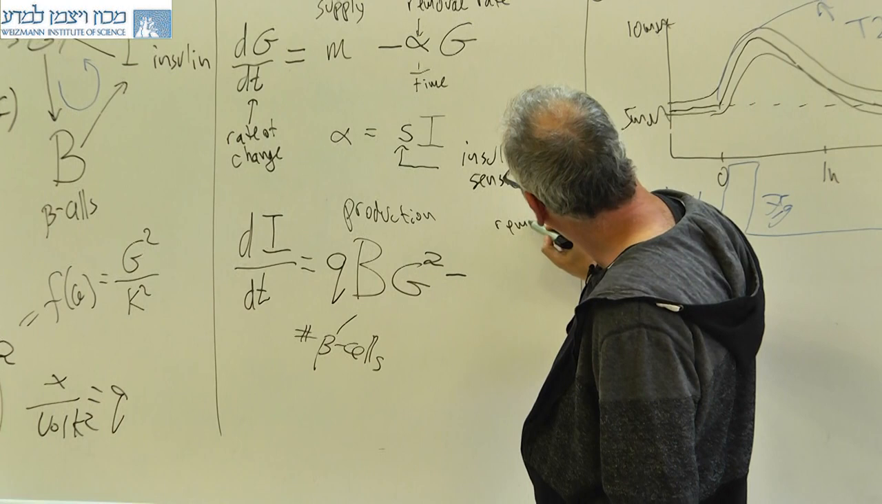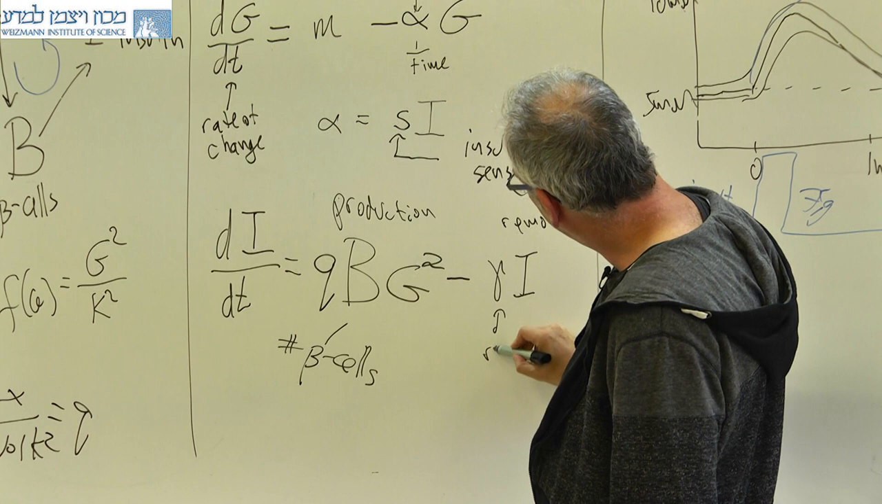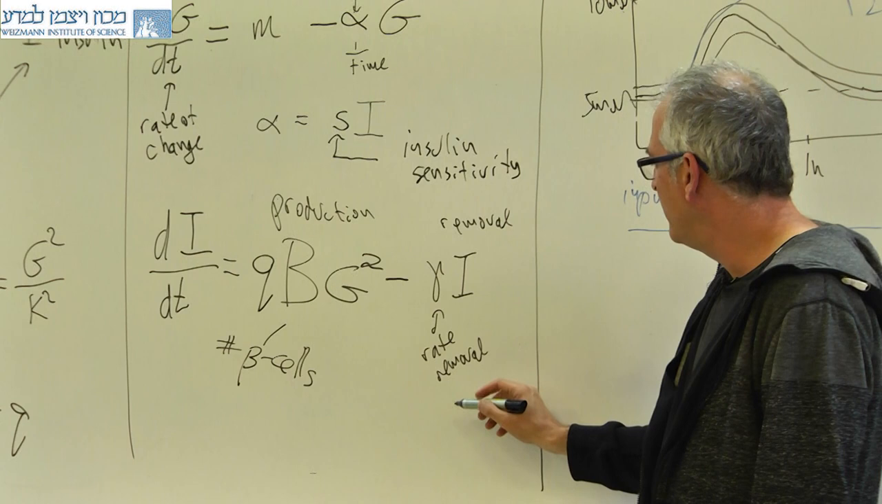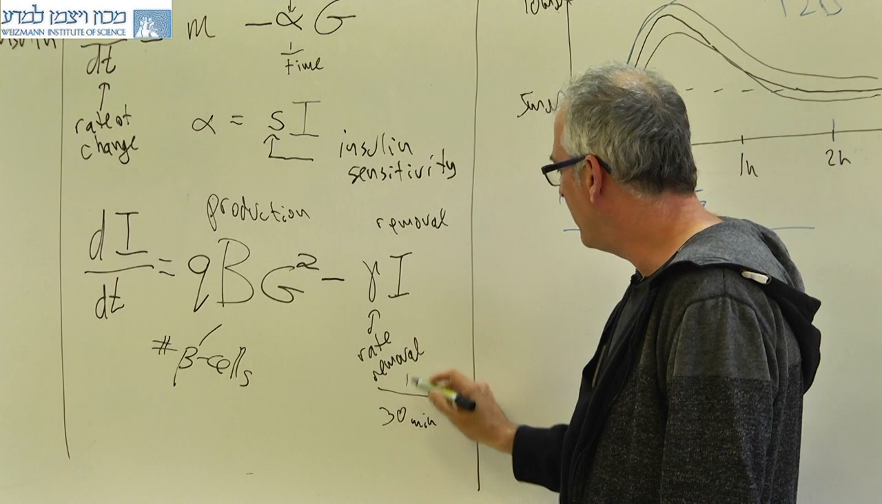And removal is going to be just the rate of removal, which is the probability per unit time that an insulin vanishes from the system. And I would just want to say that the lifetime of insulin is about 30 minutes. This is going to be 1 over 30 minutes, or 1 over half an hour. So that's the typical rate.